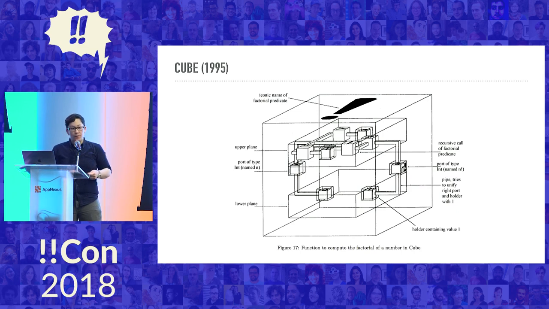Another favorite one of mine, this is Cube from 1995. This is, I've been told, the very first 3D visual programming language. I have no idea how this works, like galaxy brain, right? I just looked at this picture and I was like, oh, I have to put this on a slide.